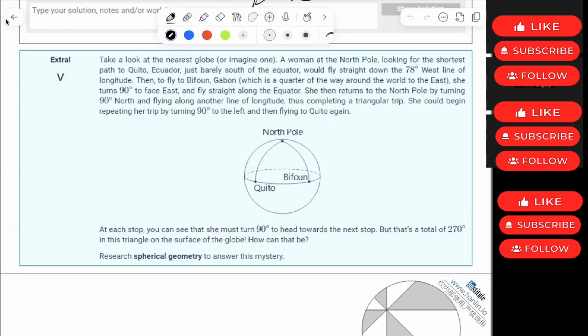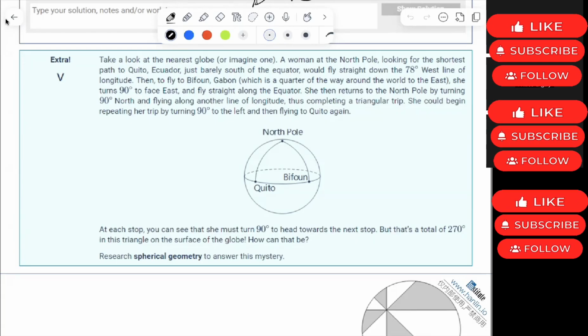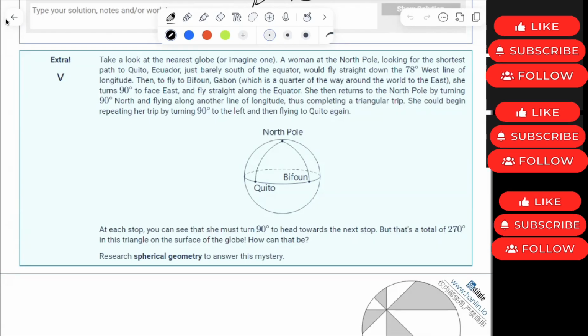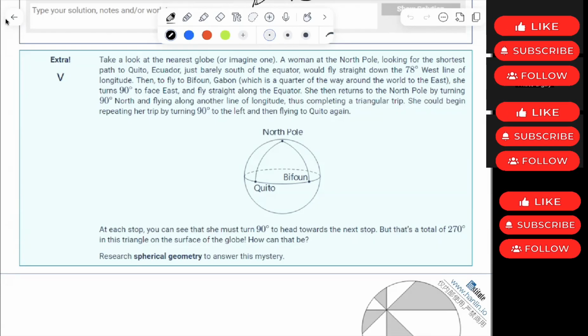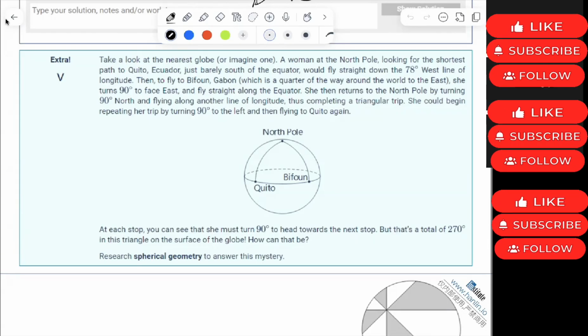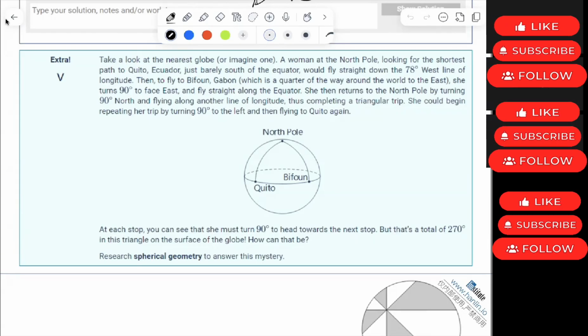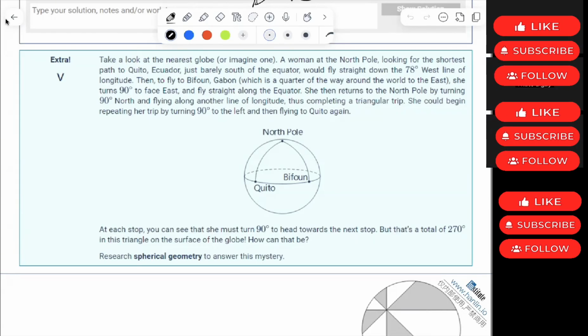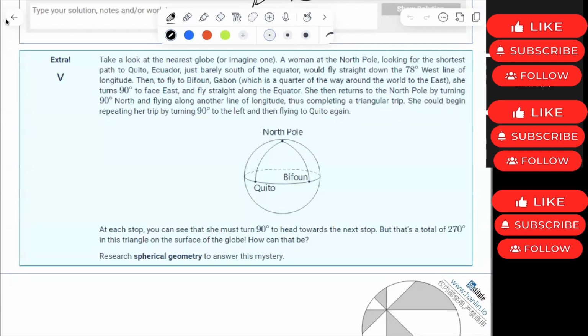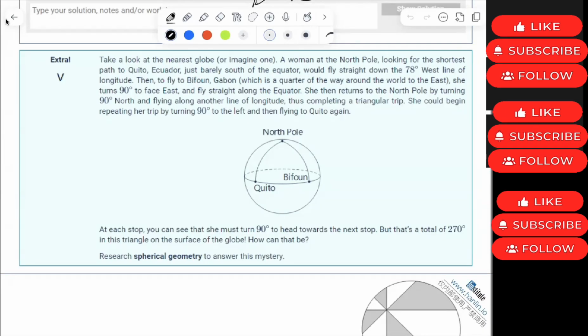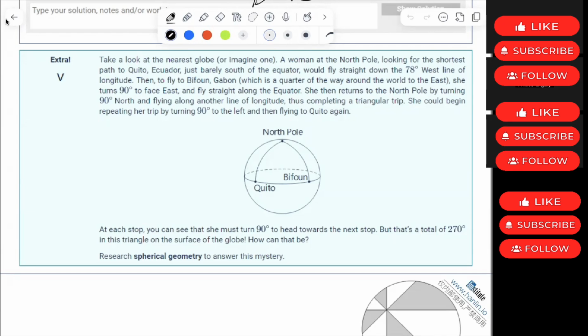Let's start with this extra. Take a look at the nearest globe or imagine one. A woman at the North Pole is looking for the shortest path to Quito, Ecuador, just barely south of the equator. She would fly straight down the 78 degrees west line of longitude, then fly to Gabon, which is a quarter of the way around the world to the east.